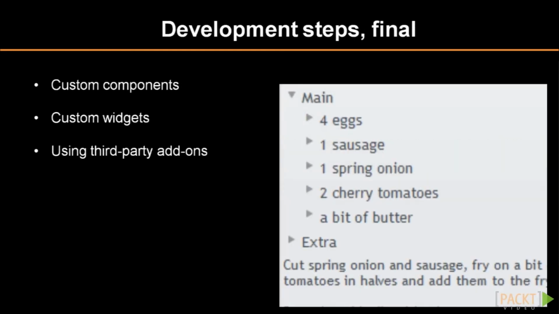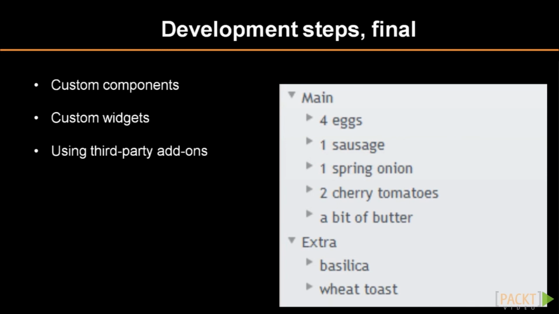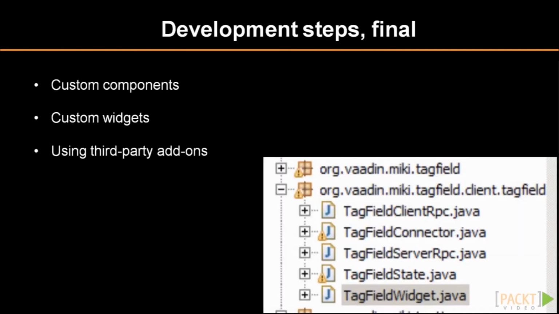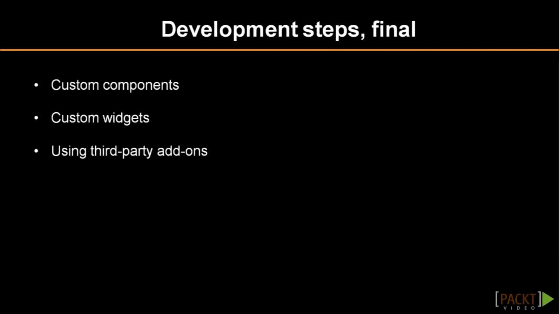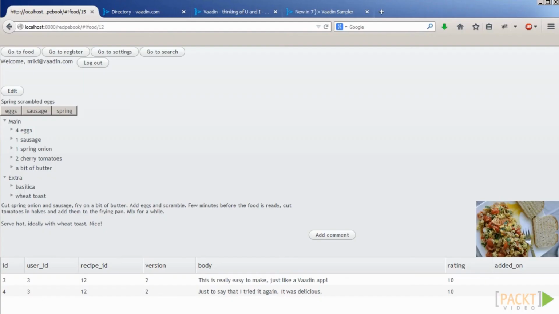Not only did we find a way of extending the functionality that is already provided by the framework, but also how to build a completely new component with both the server and client-side code. Lastly, we integrated an add-on from the Vaadin directory. Which brings us to the point where our recipe book is done from the functional point of view. We have some shortcomings and missing bits and pieces, but the majority of the code is up and running.